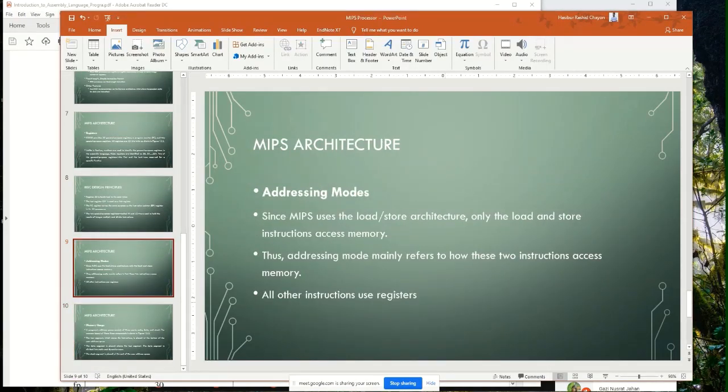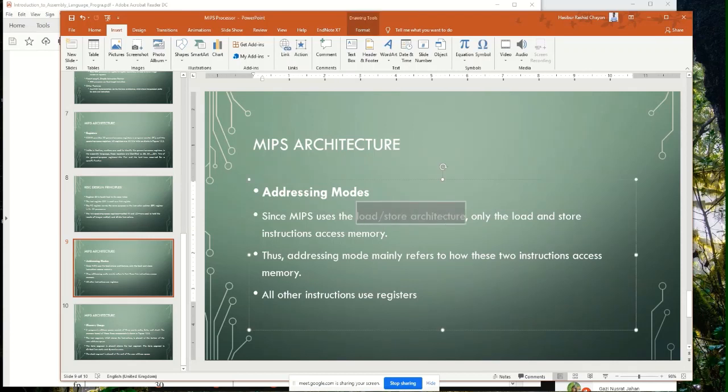Let's see the addressing mode. I have told you that in this MIPS architecture we have only one register based addressing mode. Only load and store instructions access the main memory, which is the load and store architecture. That means only load and store can access the main memory properly. So just one addressing mode, which uses the register: the register based addressing mode.